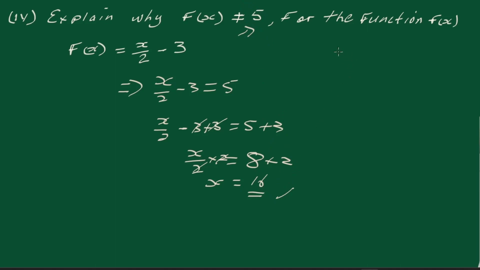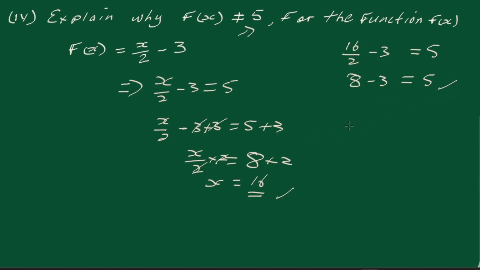So if I plug 16 into the function, I must get an output of 5. 16 over 2 is 8, and 8 minus 3 equals 5. So it is only if I plug 16 into the function that I will be able to get an output of 5.